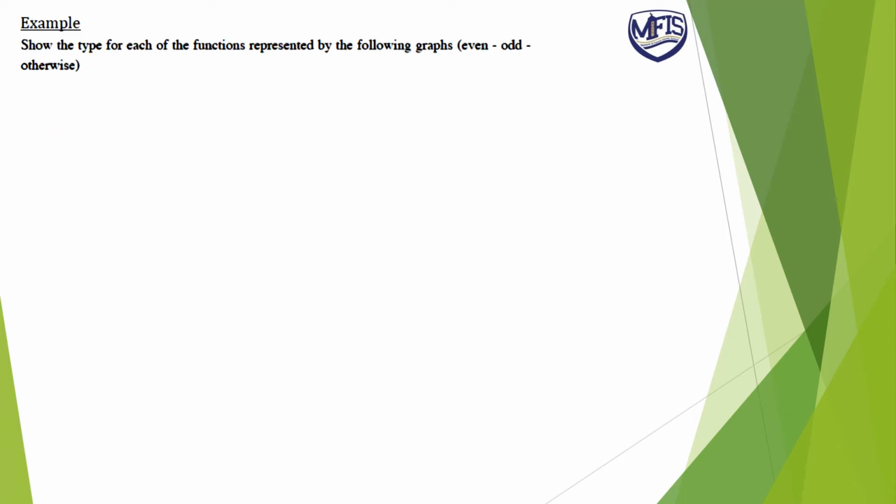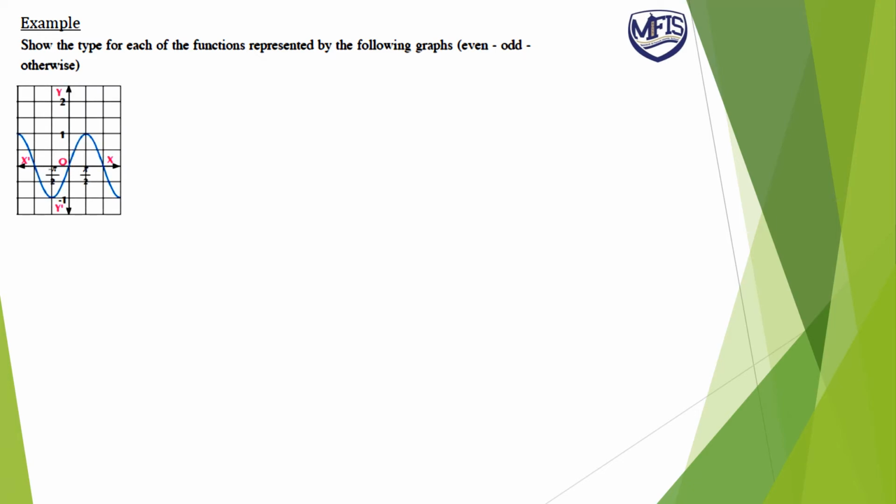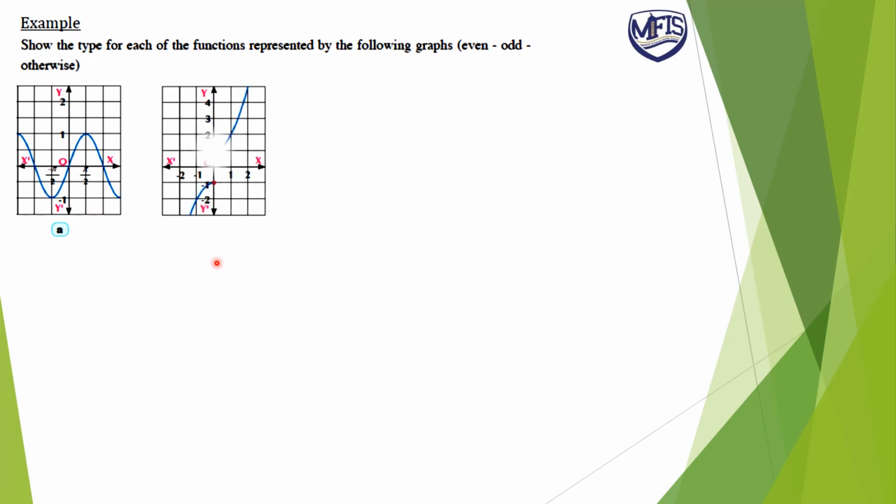For example, show the type of each of the following functions represented by the following graphs: even, odd, or otherwise. Figure A is called, yes, an odd function, because the figure is symmetric about the origin point. Figure B is called even? No. Odd? No. Why no? Because this point is open and its reflection point is closed. يبقى here this is neither even nor odd.